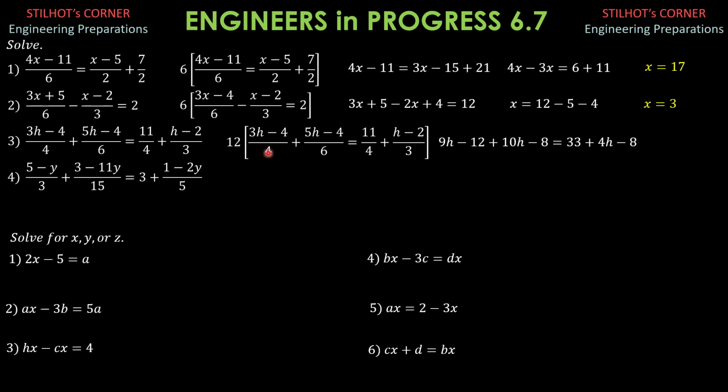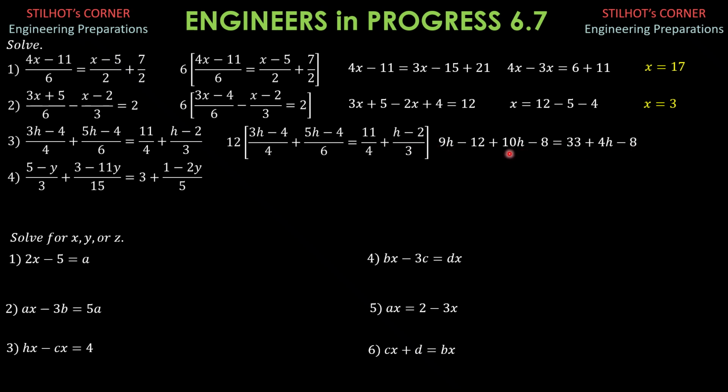So 12 over 4 is 3. So times quantity 3h minus 4. That's why you have 9h minus 12. 12 over 6 is 2. 2 times quantity 5h minus 4. That's why you have 10h minus 8. 12 over 4 is 3 times 11, 33. 12 over 3 is 4. Quantity times 4h minus 2. So 4h times quantity h minus 2, so 4h minus 8.